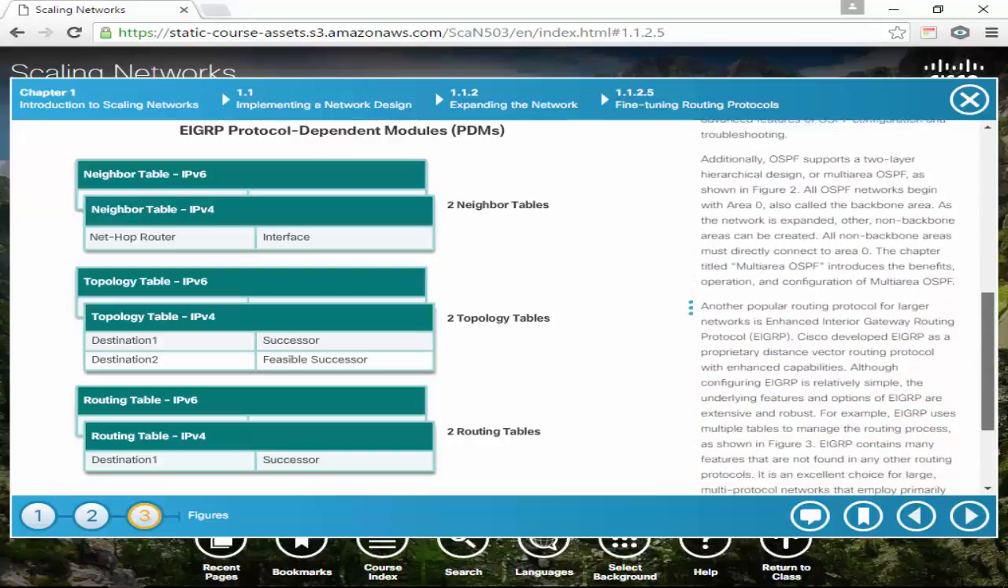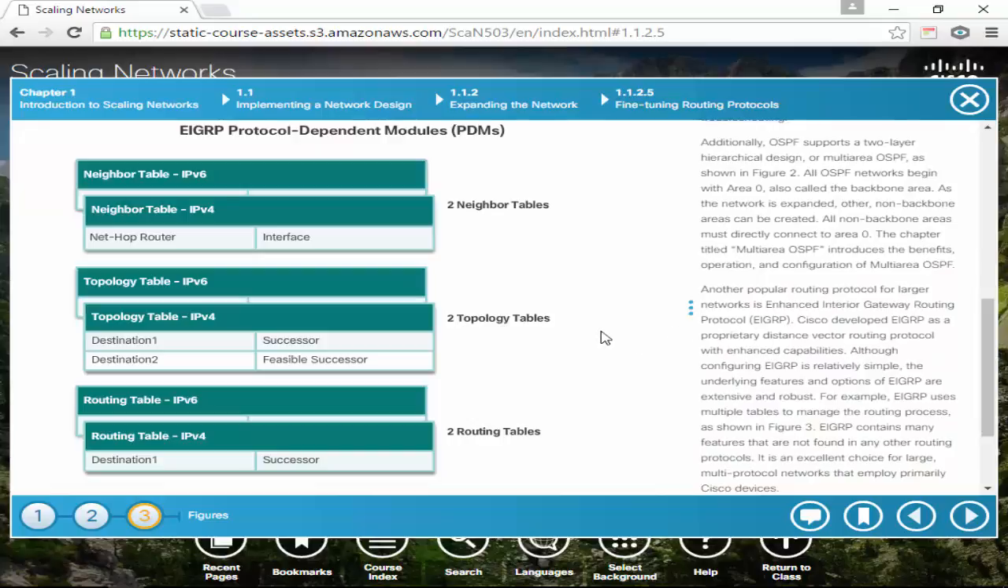Let's see. Another popular routing protocol is EIGRP. Cisco developed it as a proprietary distance vector routing protocol with enhanced capabilities. Although configuring EIGRP is relatively simple, the underlying features and options of EIGRP are extensive and robust. For example, EIGRP uses multiple tables to manage the routing process, as shown in Figure 3. Okay, so, yep. There's an IP version 6 table and an IP version 4. And in EIGRP, they call it protocol dependent modules.